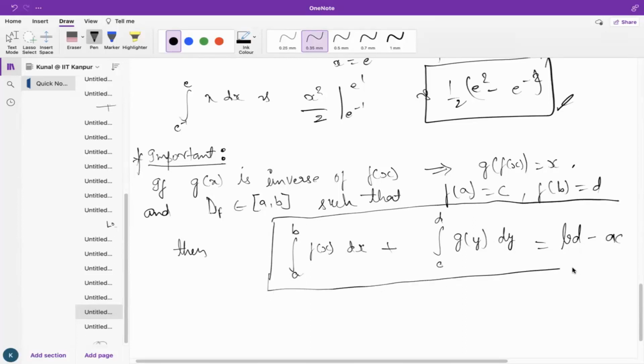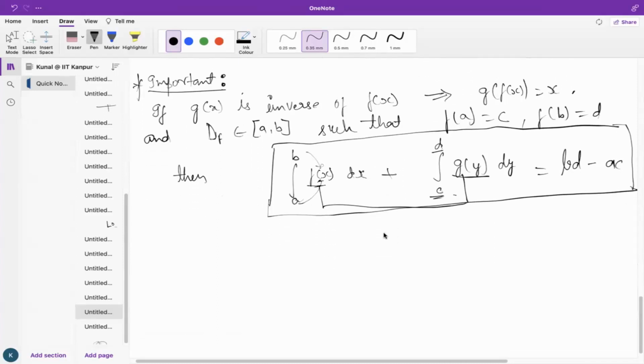If g(x), let me explain. What we have to do here is, if this function and this function are inverses of each other, right? And f(a) is equal to c. When we put this value, we get the value c, and when we put b here, we get the value d. Then the value of this integration is the product of the upper limits minus the product of the lower limits. So let me prove it. How is this possible? Let's proceed.